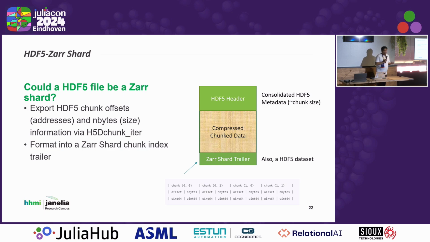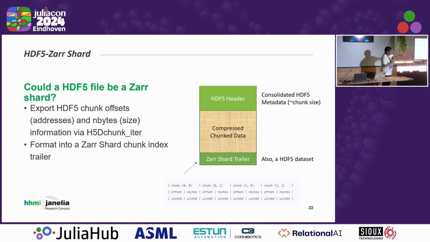But what happens if we could just use them at the same time? What happens if we could have a Zarr shard that could be simultaneously an HDF5 file and a Zarr shard? And it turns out that's possible. It depends how crazy you want to be.